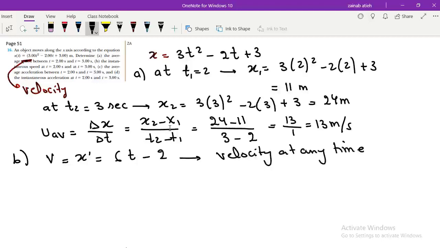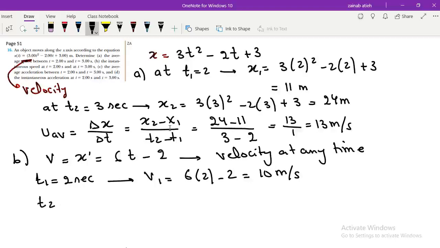Now, if I want to find it at t1 equals 2 seconds, we will get v1; I substitute 2, and I get 6 times (2 minus 2), which gives 10 meters per second. I get it in general for the velocity, and after that I substitute. So at t2 equals 3 seconds, we will get v2 equal to 6 times (3 minus 2), 18 minus 2, we will get 16 meters per second.